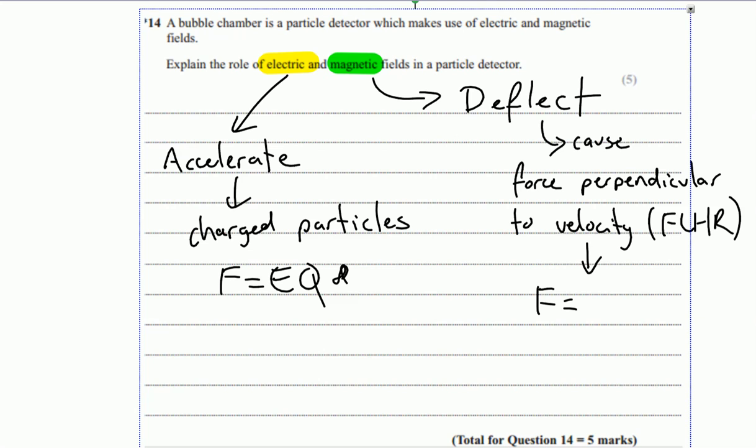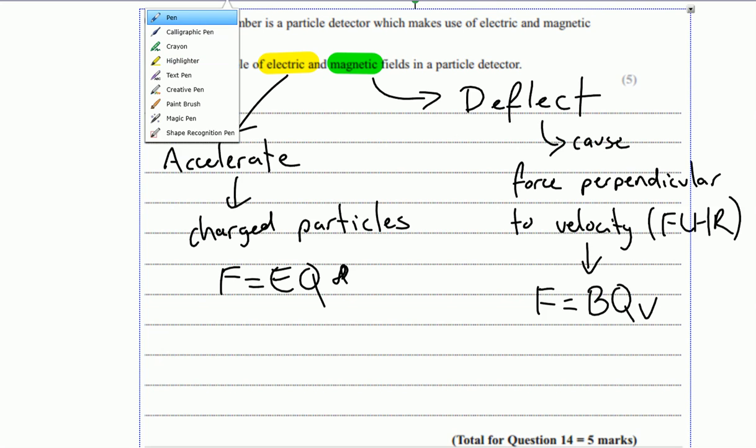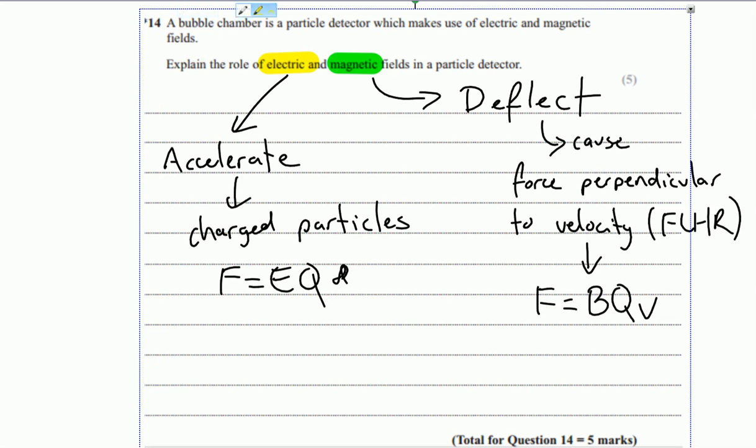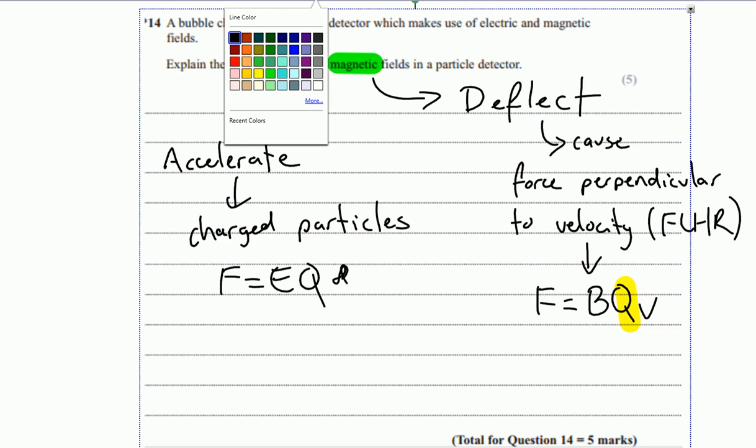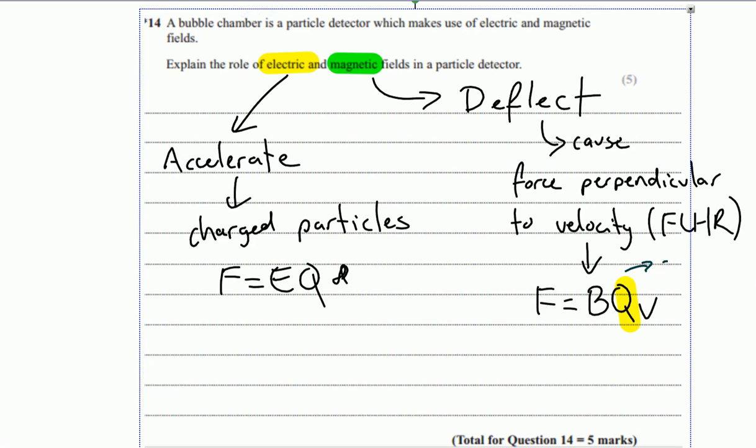Not Bev. We don't say Bev, we say BQV. Really, really important to remember that it is BQV, not Bev, because Q is for any charge, not just electrons anymore. Okay. Is that it? Is there anything else we can say?